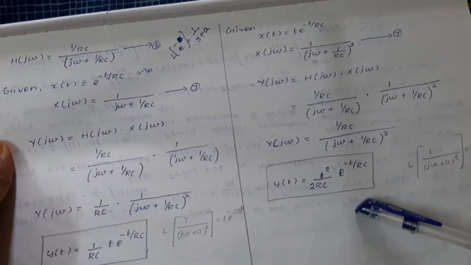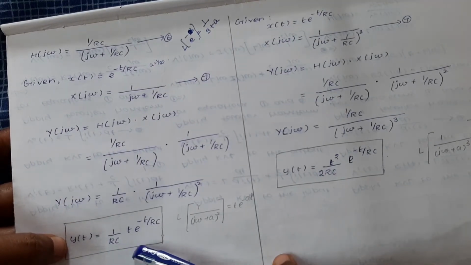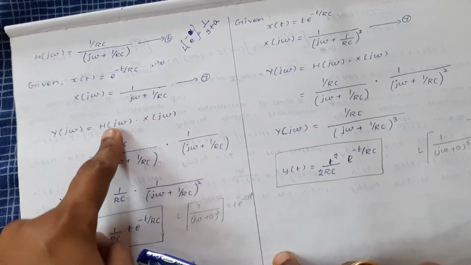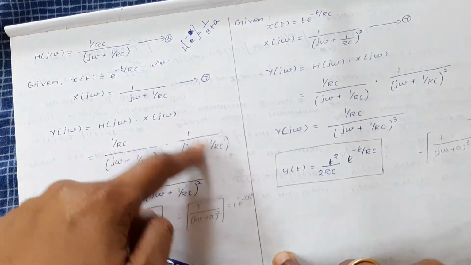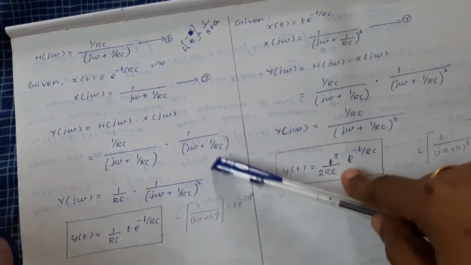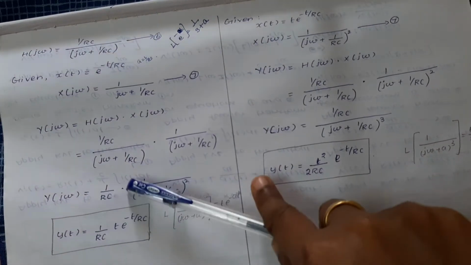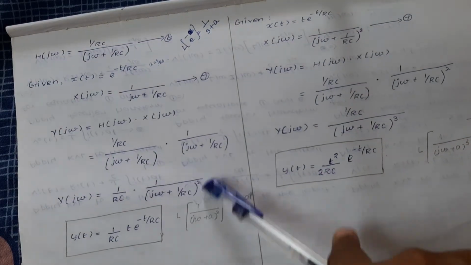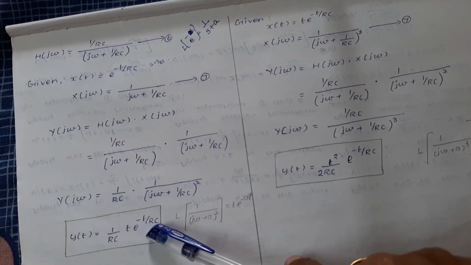What is the output response y of t? To find y of t, if we know y of j omega, we can easily apply the inverse transform to get y of t. Now y of j omega is h of j omega into x of j omega. We have both values, so multiply them and you get this value. To take the inverse transform, take the constant outside. If you take the inverse Fourier transform of this function, you get t into e power minus t by RC.